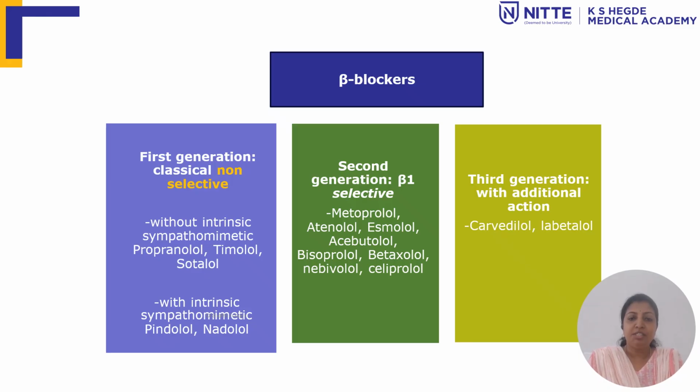Then you have the second generation, that is beta 1 selective blockers. It is called beta 1 selective, or sometimes cardio selective also. Okay, cardio selective beta blocker or beta 1 selective beta blocker. You have metoprolol, atenolol, esmolol, acebutolol, bisoprolol, betaxolol, nebivolol, etc. And then you have the third generation, that is, they have additional actions. Okay, so they are beta blockers with some amount of alpha blocking property. You have carvedilol and labetalol.